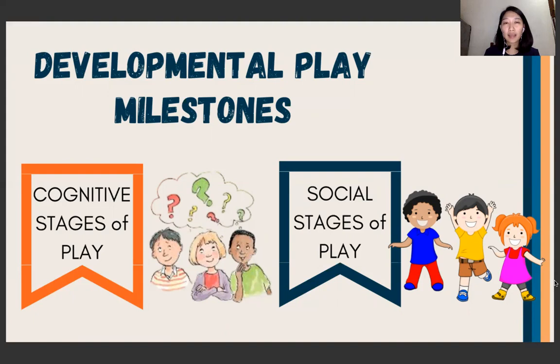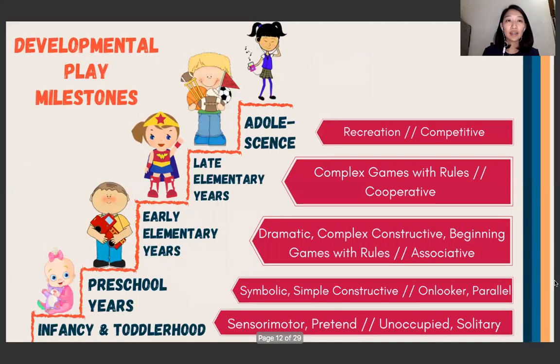Now, the more complex that these toys, these words, or these thoughts and ideas get, it also reflects the maturity of his cognitive skills, or cognitive development. As for the social stage, these are forms of play that has to do with the child's interaction with others. Here is an overview of the developmental play milestones.